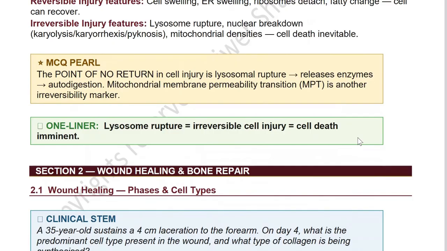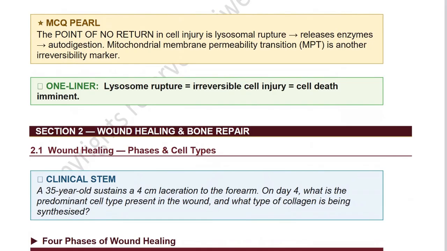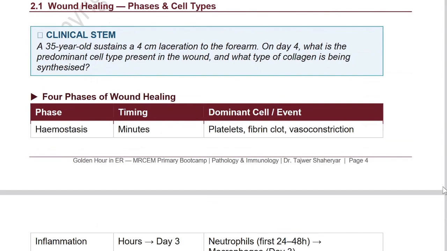So anything that's either swelling up or detaching is reversible, but anything that's just breaking apart or rupturing is not reversible, okay? MCQ poll, the point of no return in cell injury is lysosomal rupture. Why? Because there's now release of enzymes that's just going to eat up the cell, autodigestion. Mitochondrial membrane permeability transition is another irreversibility marker. That's when your nuclear material is just broken down. One-liner to remember, lysosomal rupture equals irreversible cell injury. Cell death is imminent.